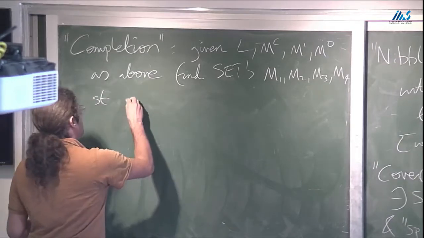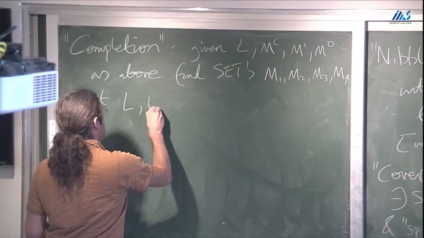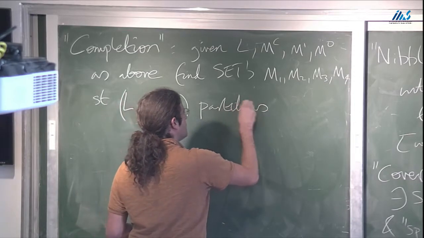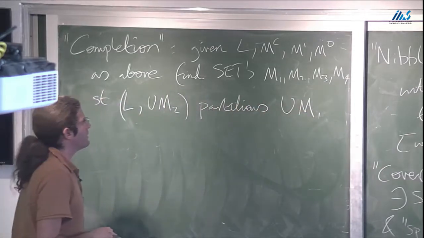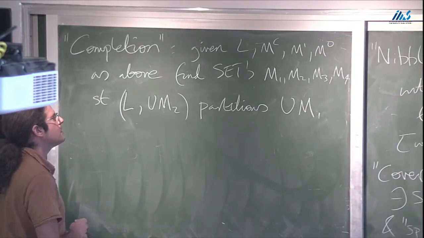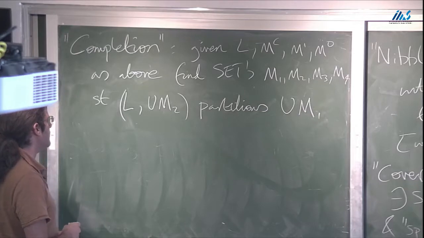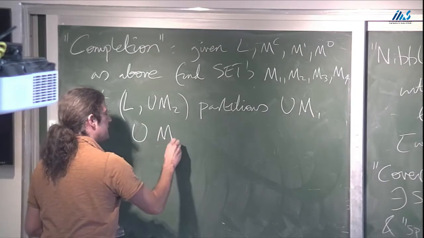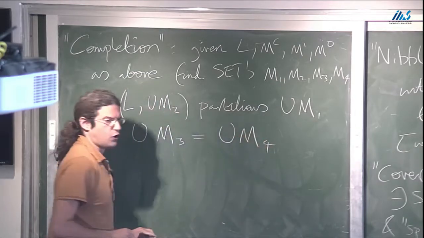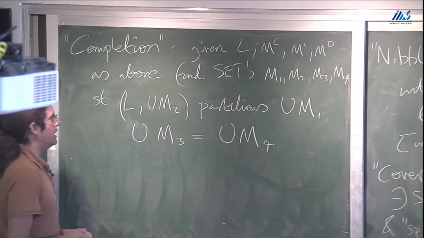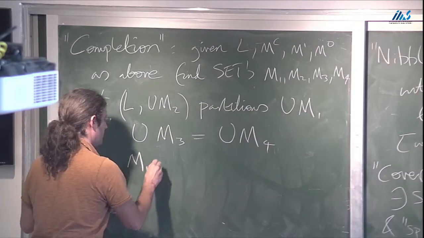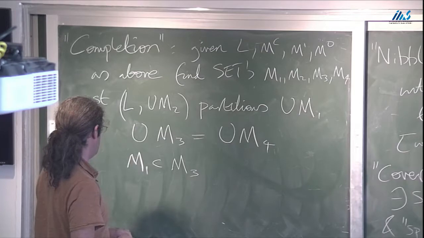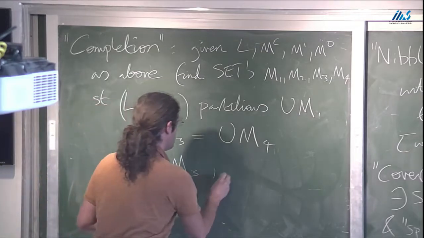So L and the union of M2 partitions the union of M1. What else do I want? I want the union of M3 to be equal to the union of M4. So these are two different triangle decompositions of the same graph. I want M1 to be contained in M3. Let's see. And M2 to be contained in M4.